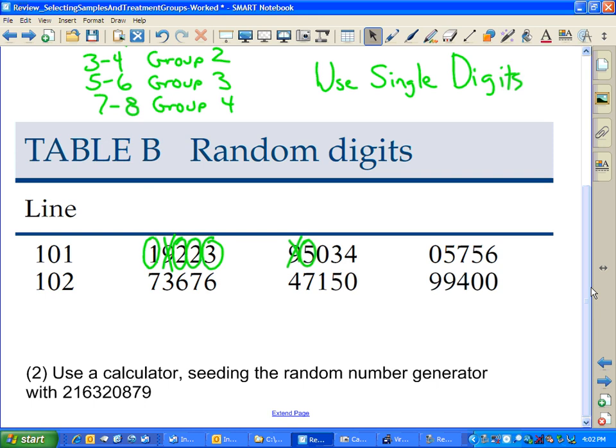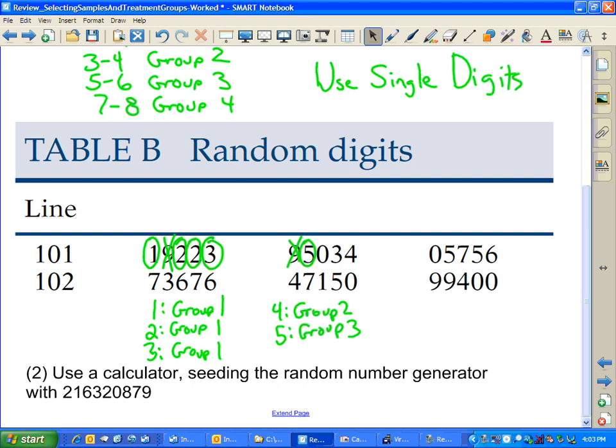So we have person number 1 is in group 1. The second person is in group 1. The third person is in group 1. The fourth person is in group 2. And the fifth person in group 3. There we have it. In this case, duplication is allowed because you're allowed to have more than one person in each treatment group.